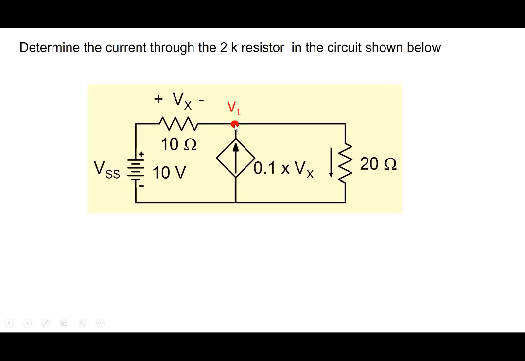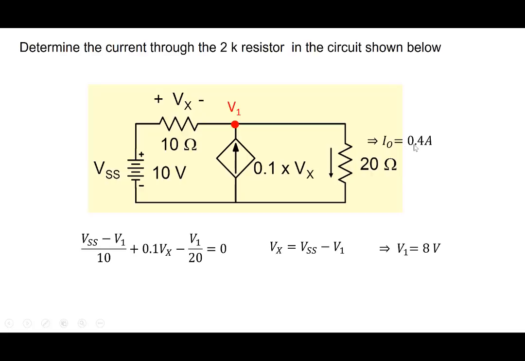For example, we could say, let's say this particular node voltage is V1, and we could write KCL at this particular node here. So the current entering this node here is Vs minus V1 by 10. The current entering here is 0.1 Vx, and the current leaving here is V1 by 20. And the other thing we know is this Vx is Vss minus V1, right? So we can combine them together and we get a value of V1 equal to 8 and current equal to 0.4 amperes here.